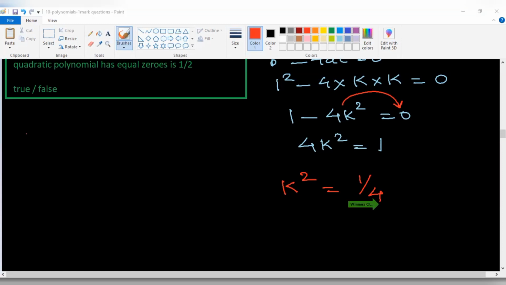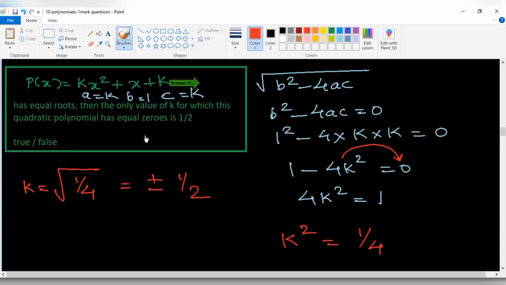That means k is the square root of 1 by 4, right? So it can be plus or minus 1 by 2. The square root of 1 by 4 can be positive or negative. But in the question, it is given that the only value of k is 1 by 2. That is false. It can be 1 by 2 or negative 1 by 2. That is the only reason why it is false.